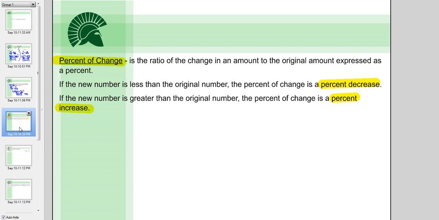For percent change, there's some vocabulary we need. The percent change is the ratio of the change, which means the fraction of the change, in an amount to the original amount, expressed as a percent. If the new number is less than the original number, the percent change is a percent decrease because the number is less. If the new number is greater than the original number, the percent change is a percent increase.